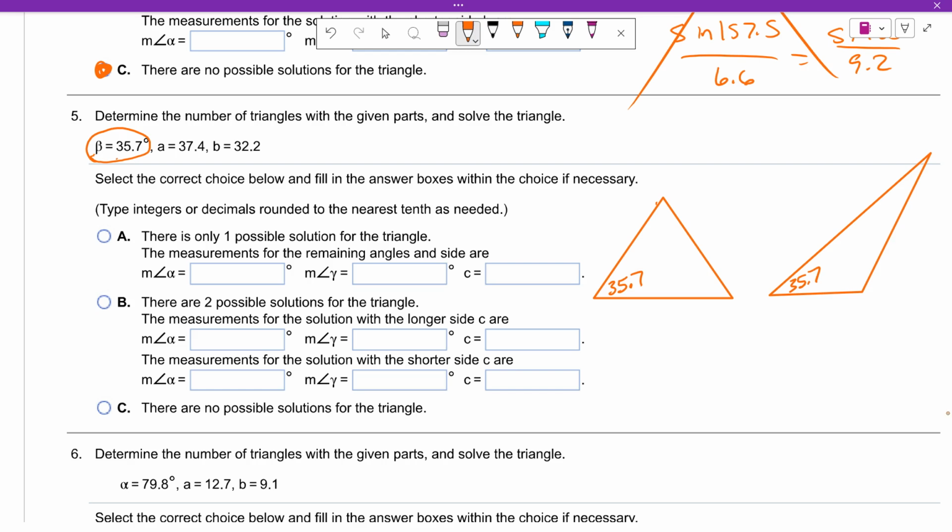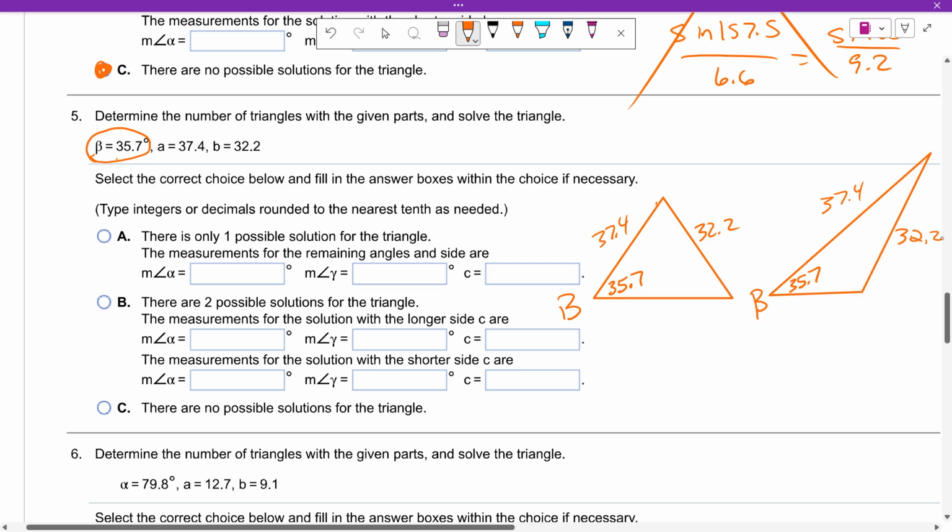Beta is opposite of B. So if this is beta, B is opposite of it, 32.2. And this is 37.4. 32.2 is close to 37.4, so I don't think this one will be a dangle. Okay, but we always got to check. How do we check? Well, we start doing law of sines.